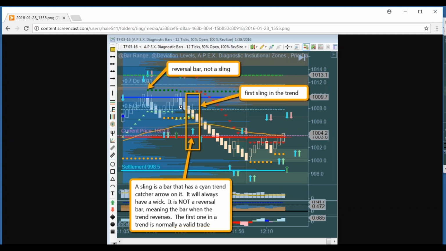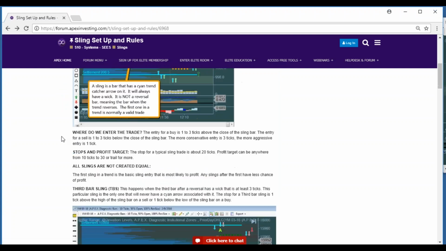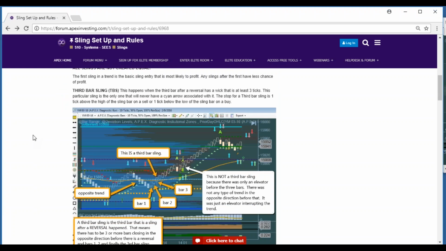Now, tomorrow you're going to learn about some power slings that have a little bit different rules. So keep that in mind as you go through this section here about slings. Let's look at a couple other examples, because I know some of you say, hey, I hear people in the elite room talking about slings, and what is that? Well, let's talk a little bit more about it. Or you might have seen the abbreviation TBS, which is third bar sling. This happens when the third bar after a reversal has a wick of at least 3 ticks.